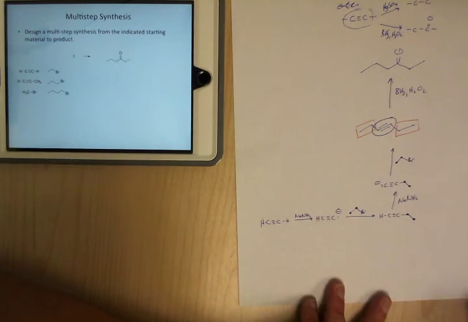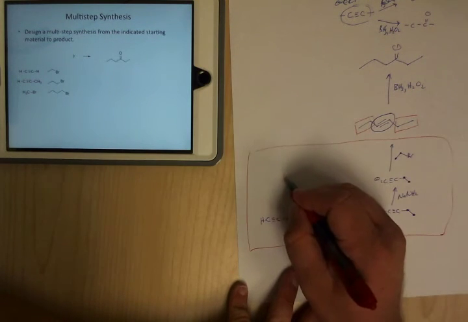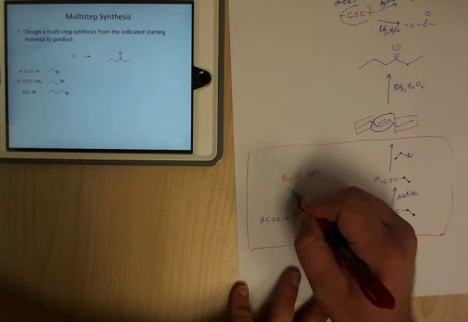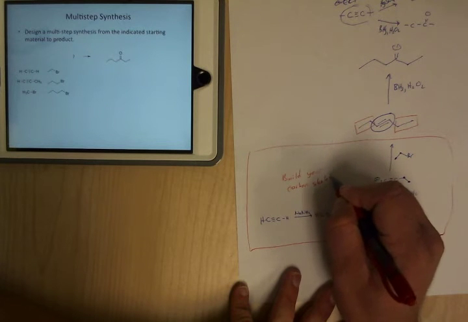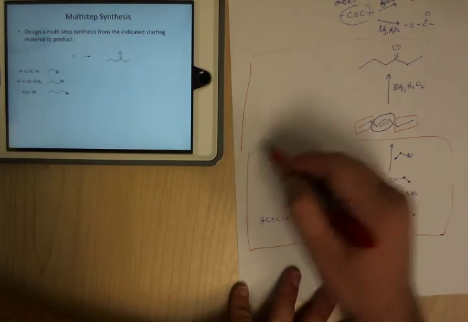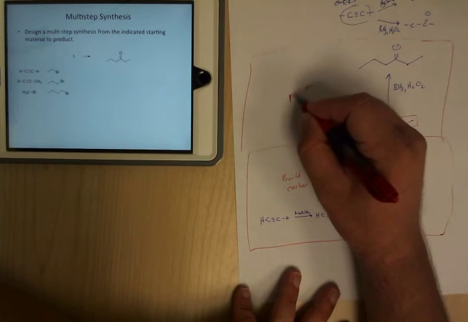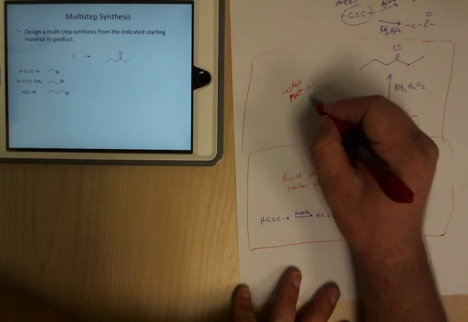Okay, and so this first part, right, is to build your carbon skeleton. And then the second part here is to put on the functional group. I should say install functional group.